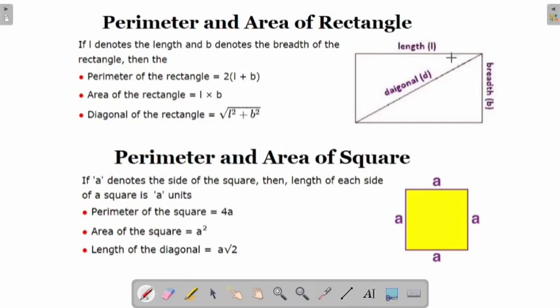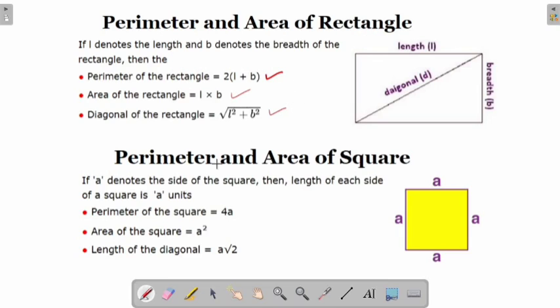So this is a rectangle where this is your length denoted by L, this is your breadth denoted by B, and this is your diagonal, represented as D. For this rectangle, your perimeter formula is this one, this is your area formula, and this is your diagonal formula. You need to note these down in your copy.